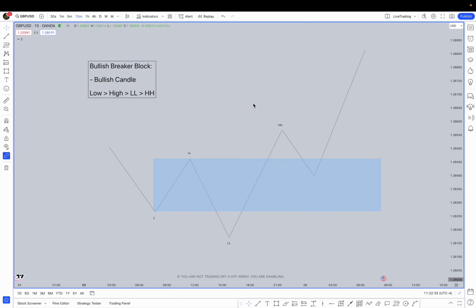To frame a high probability setup around your breaker block, it's best that there is displacement paired with it, and you can identify that while you are spotting for value gaps. For example, if there was a displacement upwards breaking market structure, leading to a value gap inside the breaker block, a value gap plus breaker block is a very high probability setup for long. Vice versa, if you have your bearish breaker block with a value gap to the downside, you should anticipate it to be a high probability setup as well.